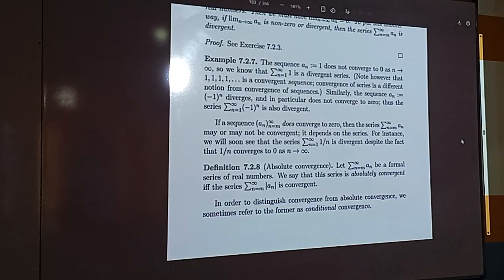Absolute convergence. Let sigma a_n be a formal series of real numbers. We say that this series is absolutely convergent if and only if the series sigma of absolute a_n converges.